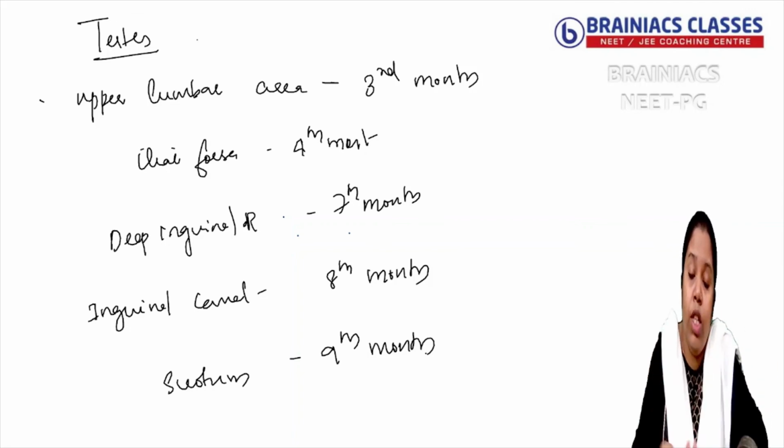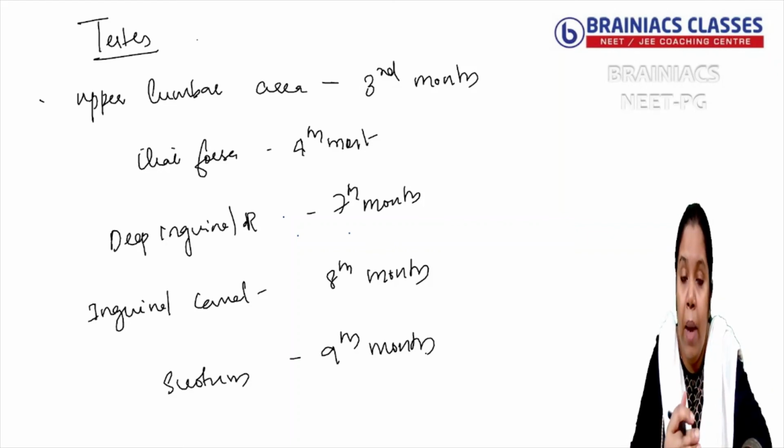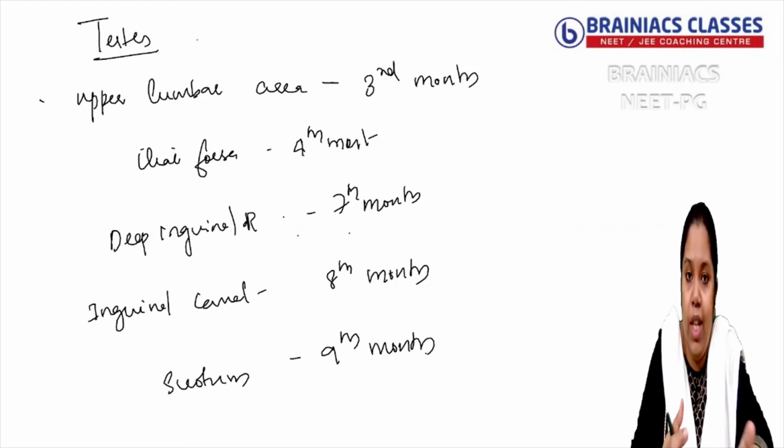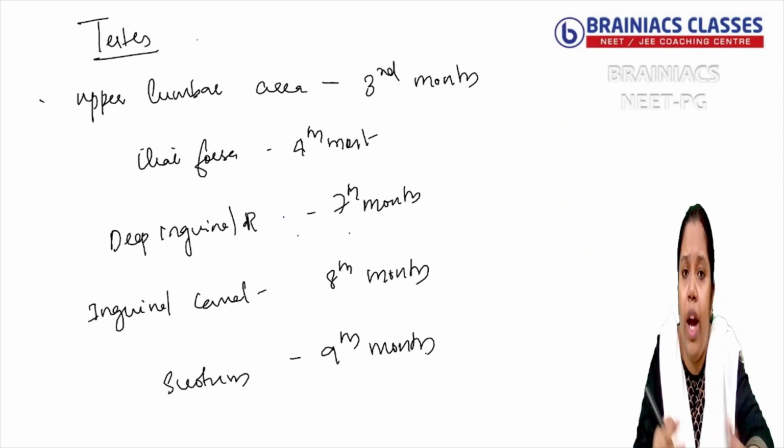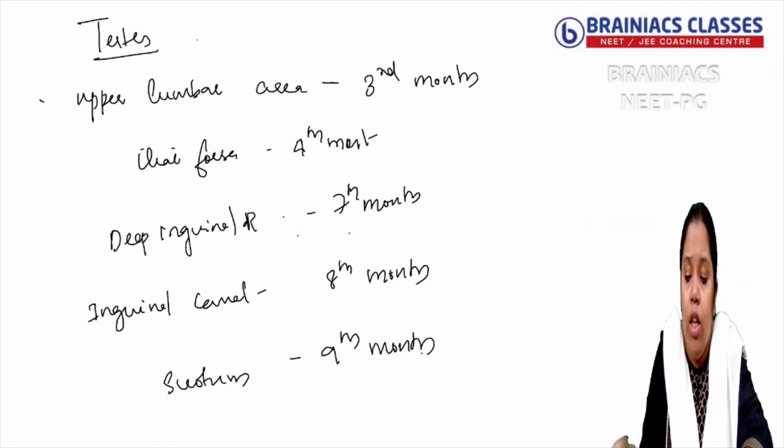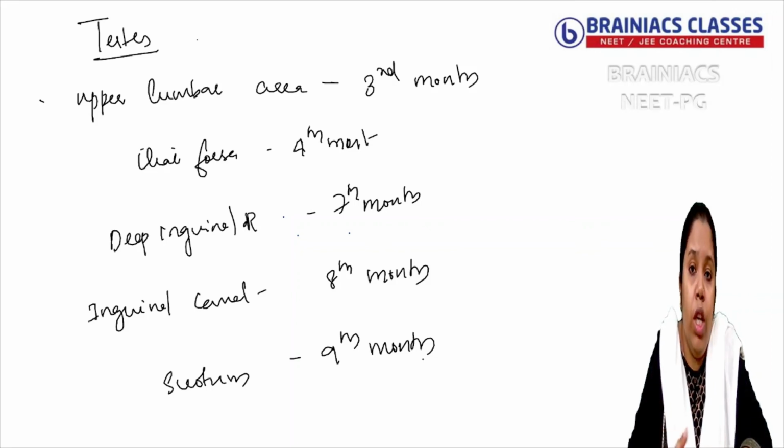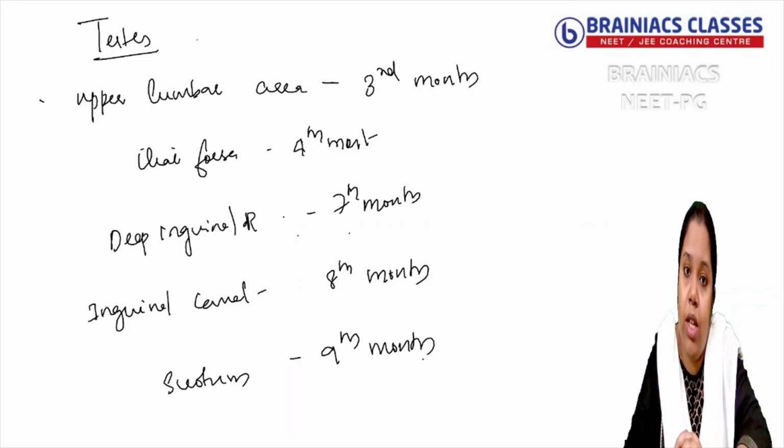With this we have completed the embryology part. We have seen the development of different structures like the heart, the gut tube, the gonads, the renal system, everything. Now we will be moving to the histology part from the next module.